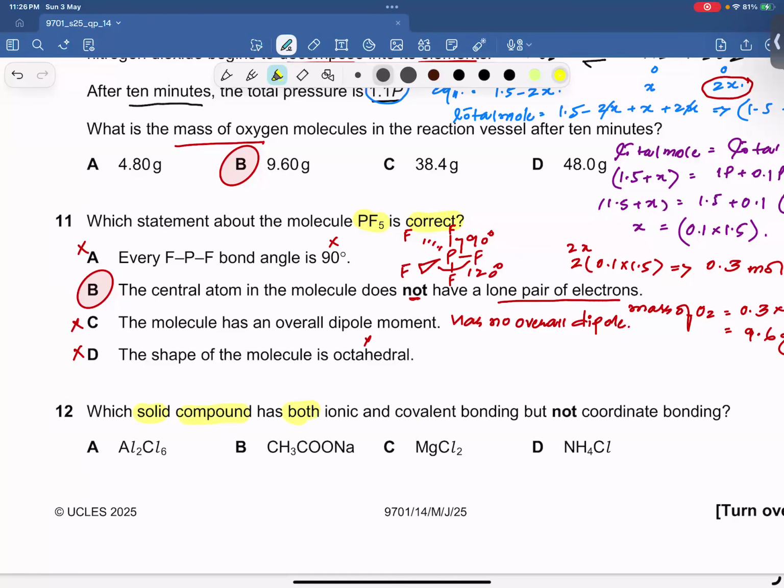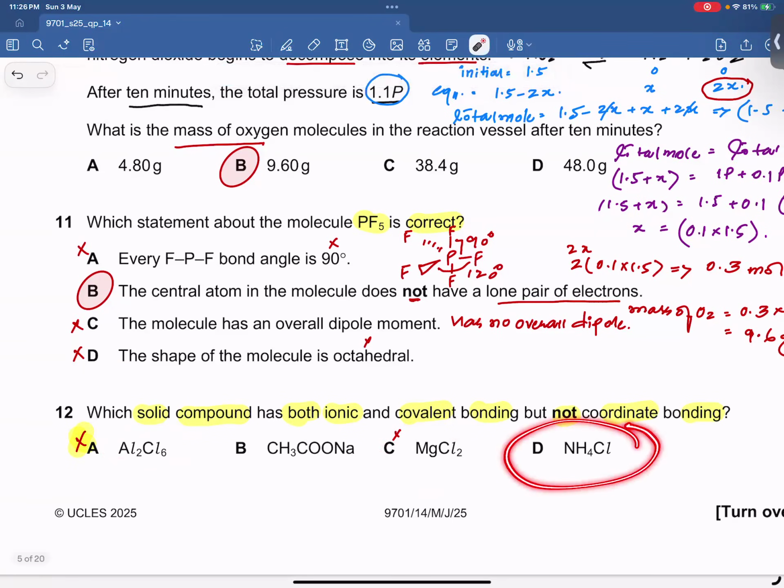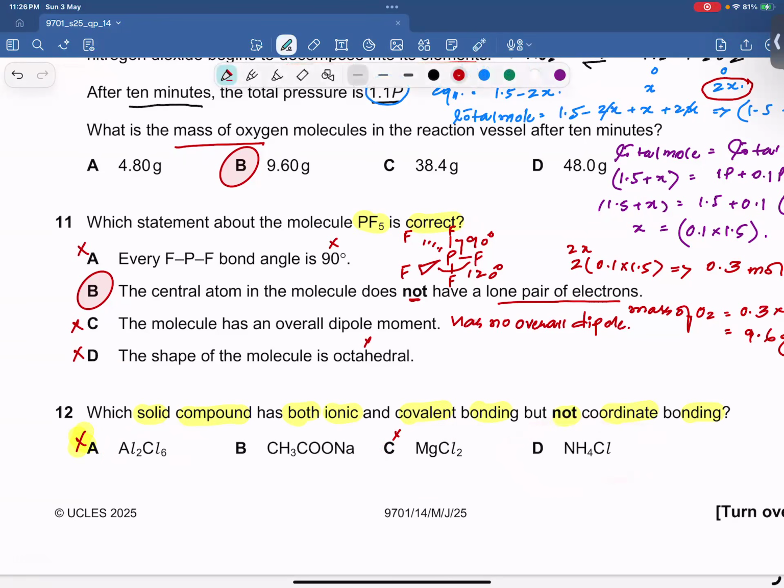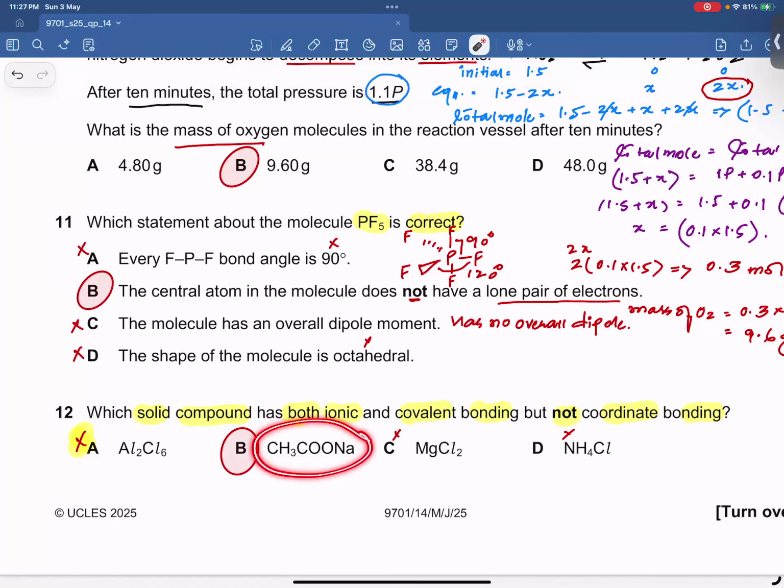Which solid compound has both ionic and covalent bonding but not coordinate bonding? This molecule has coordinate covalent bond, so it's incorrect. This molecule exhibit only ionic bond, it's incorrect. This molecule exhibit ionic, covalent, and dative, all three, which means it's also incorrect. So right answer is going to be B, because this molecule exhibit covalent bonding and ionic bonding, but this compound has no dative bonding or coordinate covalent bonding.